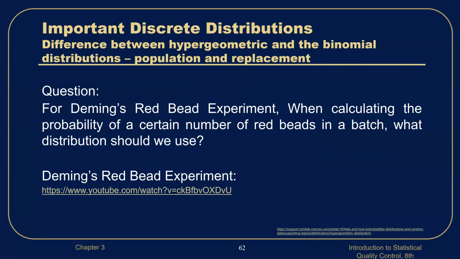You may have observed that there are similarities and differences between hypergeometric distribution and binomial distribution. So here is a question for you to think by yourself and summarize the commonalities and differences between the two distributions. For Deming's red bead experiment, when calculating the probability of a certain number of red beads in a batch, what distribution should we use? What distribution should we use if we only have 500 bees? And what distribution should we use if we have 5,000 bees?